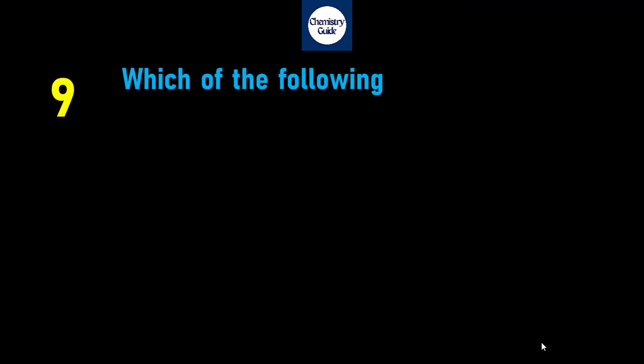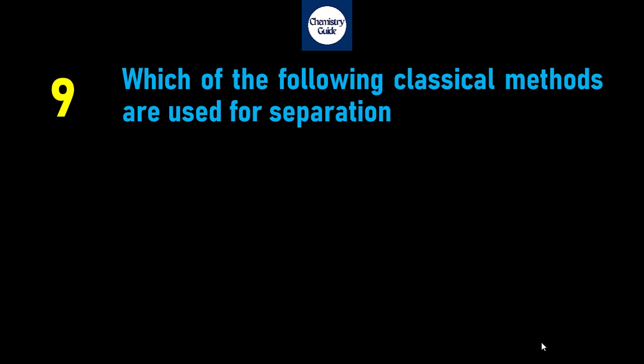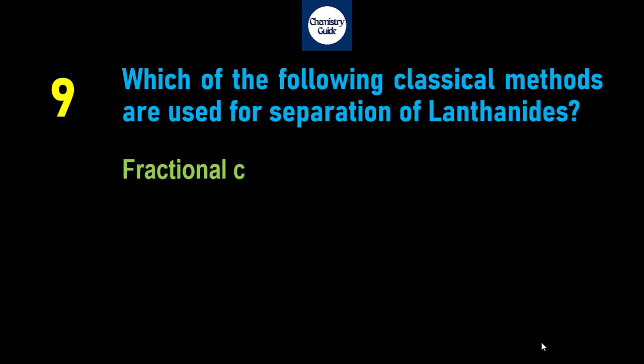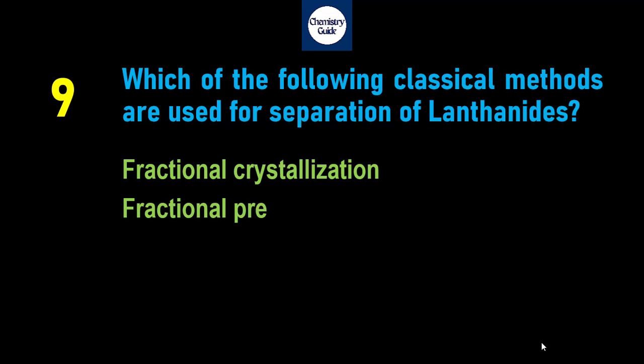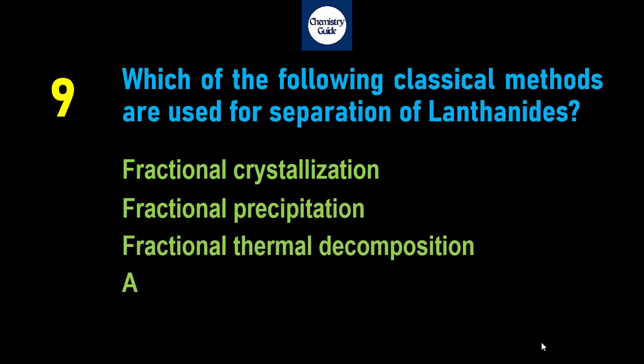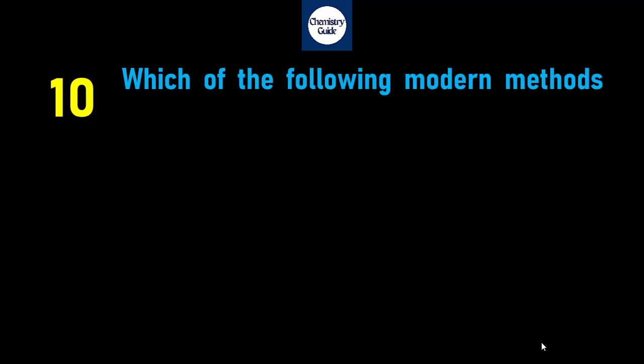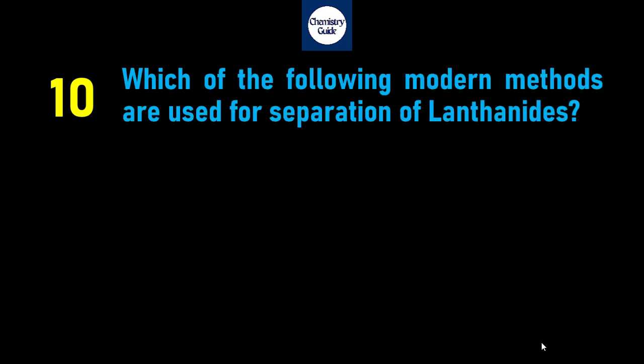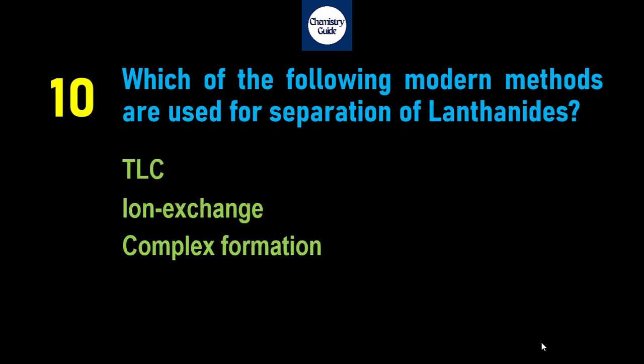MCQ number 9: which of the following classical methods are used for separation of lanthanides? Fractional crystallization, fractional precipitation, fractional thermal decomposition, all the above. So the right answer is all the above. MCQ number 10: which of the following modern methods are used for separation of lanthanides? TLC, ion exchange, complex formation, all the above. The right answer is all the above. These methods are modern methods which are used for the separation of lanthanides.